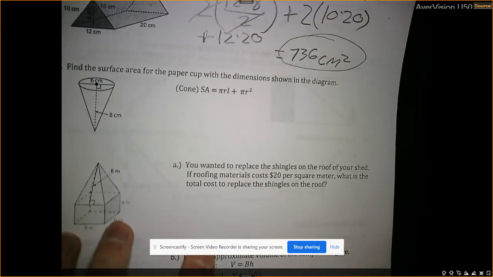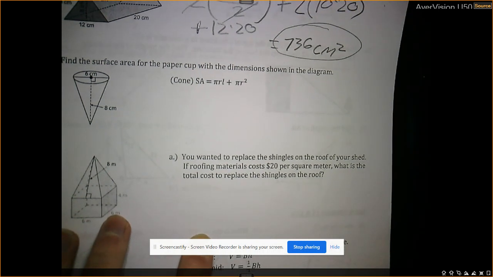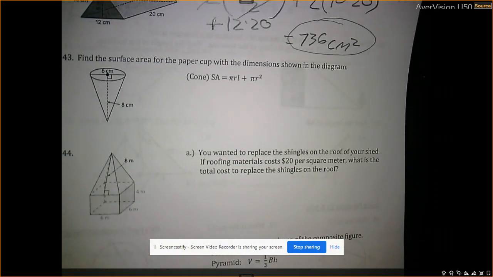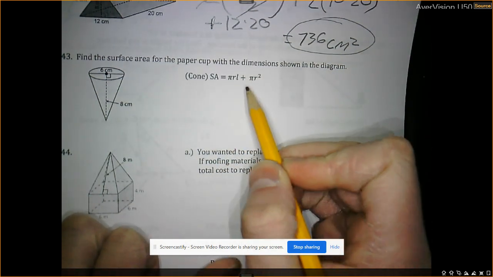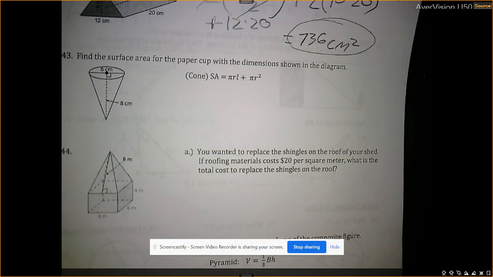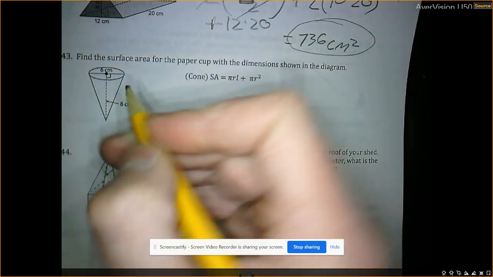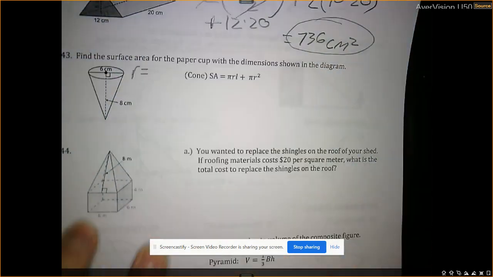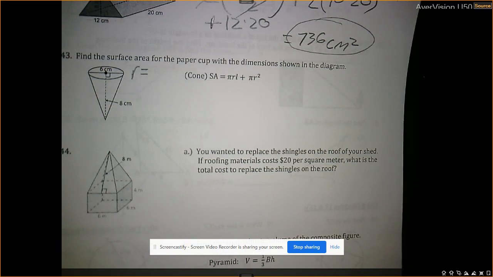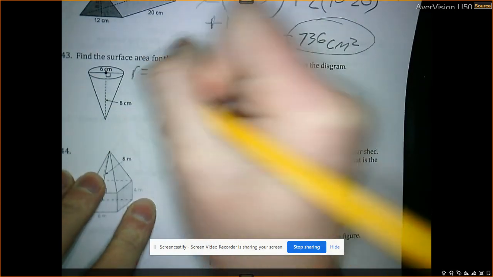Let's go ahead and do 43, finding the surface area for the paper cup with the dimensions shown in the diagram. Okay, nice enough, your surface area formula for a cone is right here. So first thing we need is, well, what's your radius? If our diameter is 6, what's our radius going to be? 3. Good. Half of your diameter. So radius is 3.